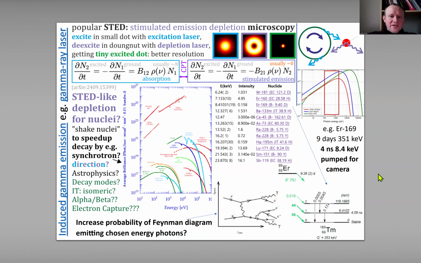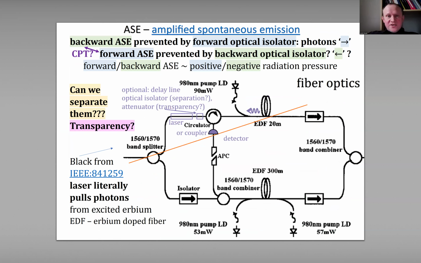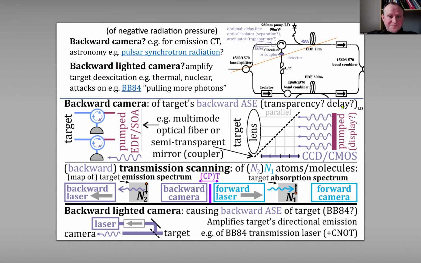Another potential realization, very similar in the literature, is so-called amplified spontaneous emission. Here we have an excited target, erbium in fiber optics, which is very popular, and the laser here literally pulls photons, causing the excitation toward the left, and then it goes to the circulator and goes down. So this is one potential application, but it needs more work.